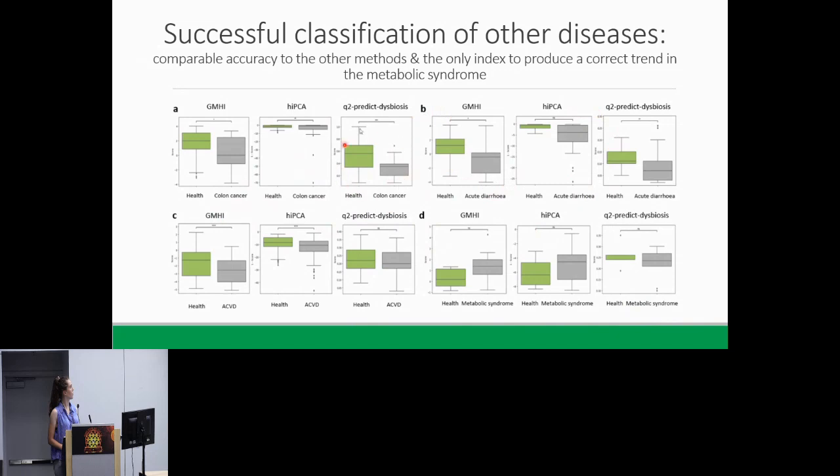Actually, we got the best separation here in the colon cancer cohorts in comparison to the GMHI and high PCA. ACVD turned out to be a bit more difficult to classify, though we had a good trend. And the metabolic syndrome was the most interesting, because when we look at the results, actually, GMHI and high PCA claim that people who are healthy are more diseased than people who actually had the metabolic syndrome. We are not producing a strong separation, however, it is at least of the expected direction.